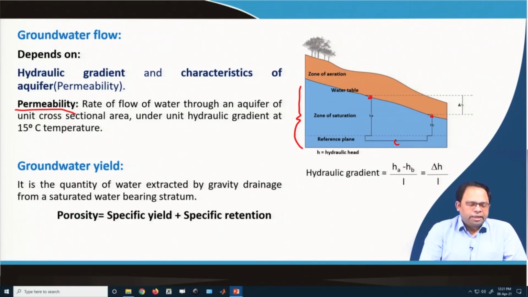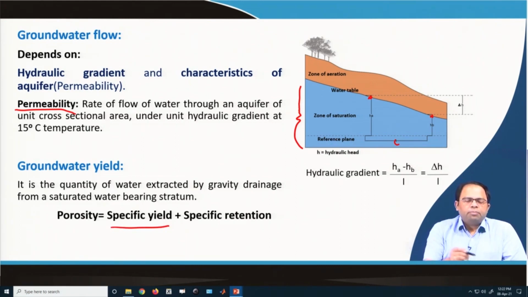And groundwater yield, we have also learned about this, is the quantity of water extracted by gravity drainage from a saturated water bearing stratum. That means water is already held inside this saturated water bearing stratum or aquifer, and some amount of water will be retained within it and some amount will come out by normal gravity drainage. This water that will come out is basically the water that we can actually get. This is called the specific yield for this particular soil.